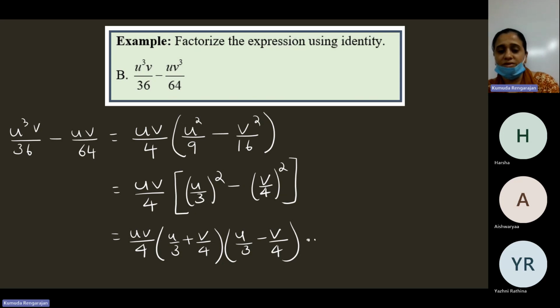So here you must write using identity. Using identity, a square minus b square is equal to a plus b into a minus b.